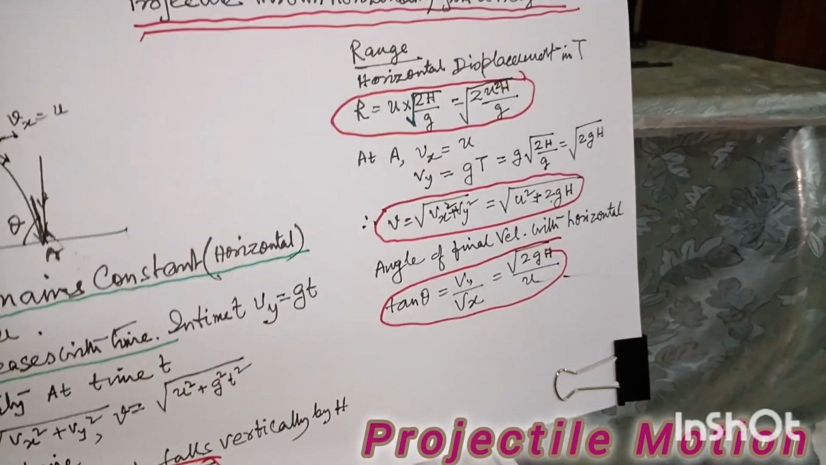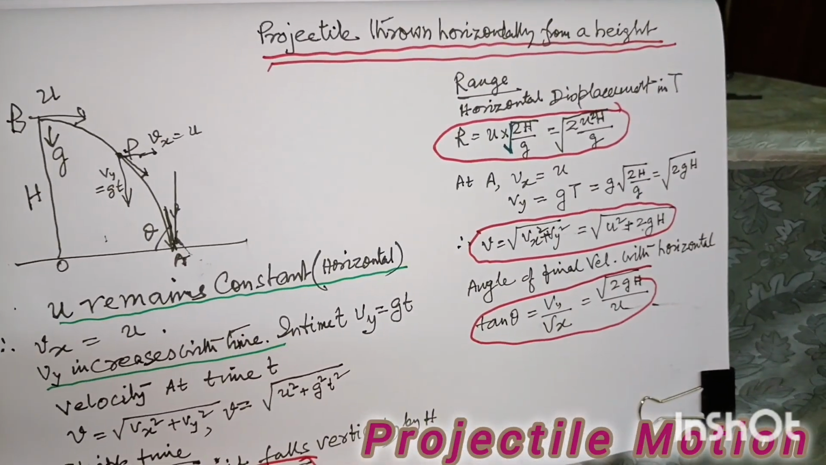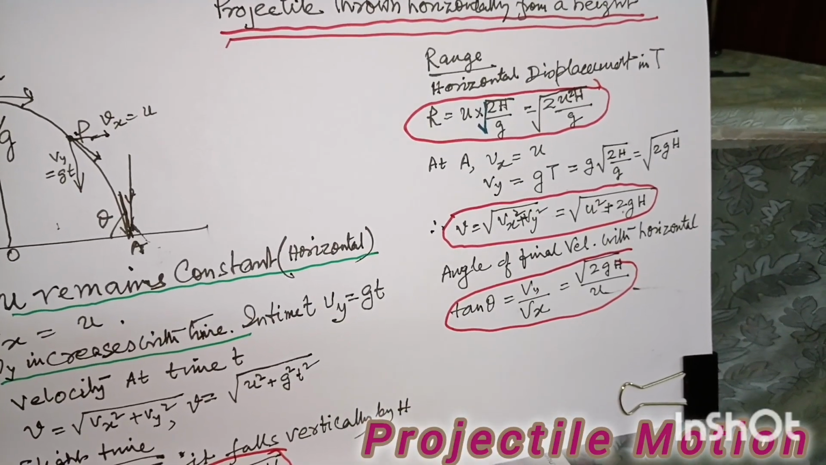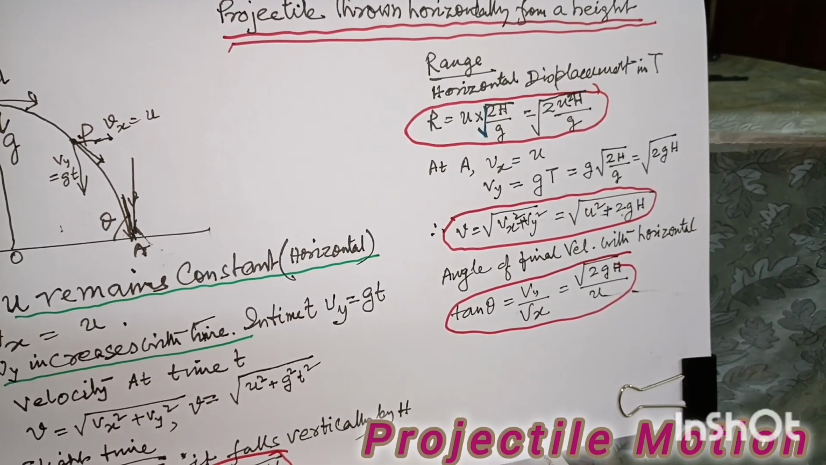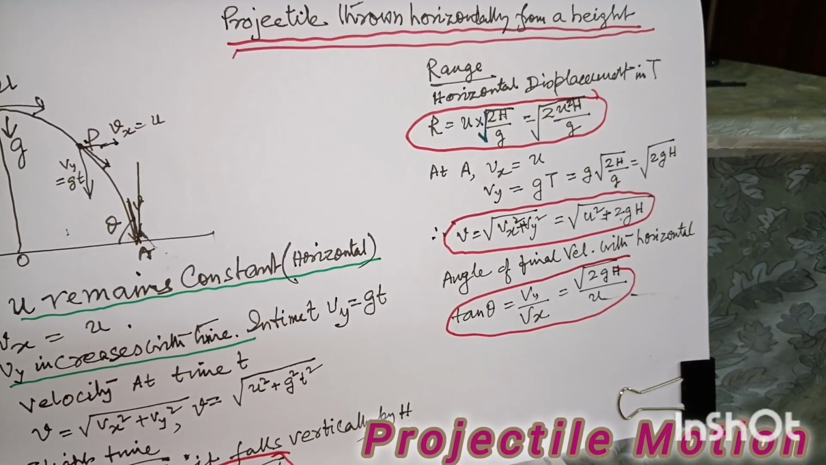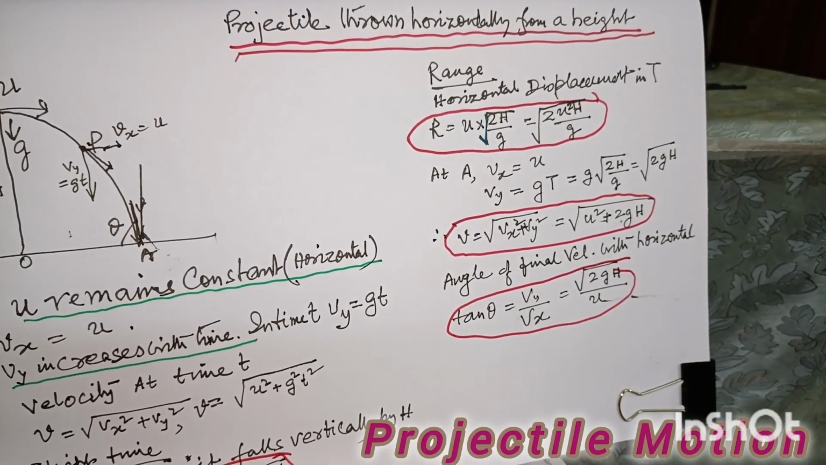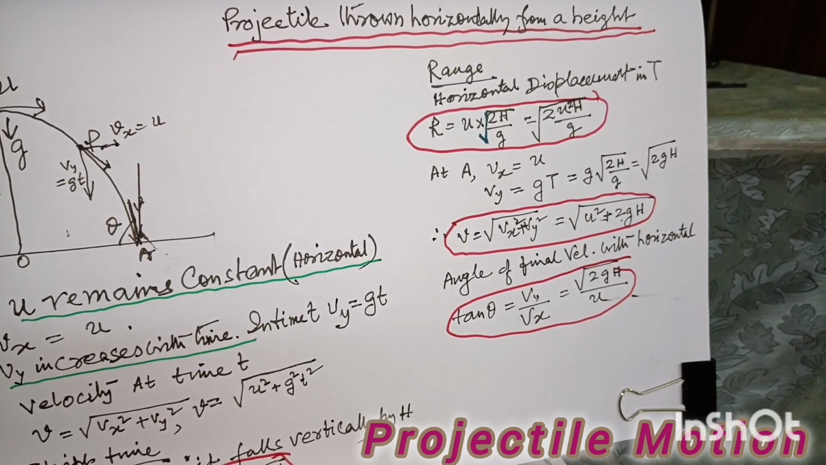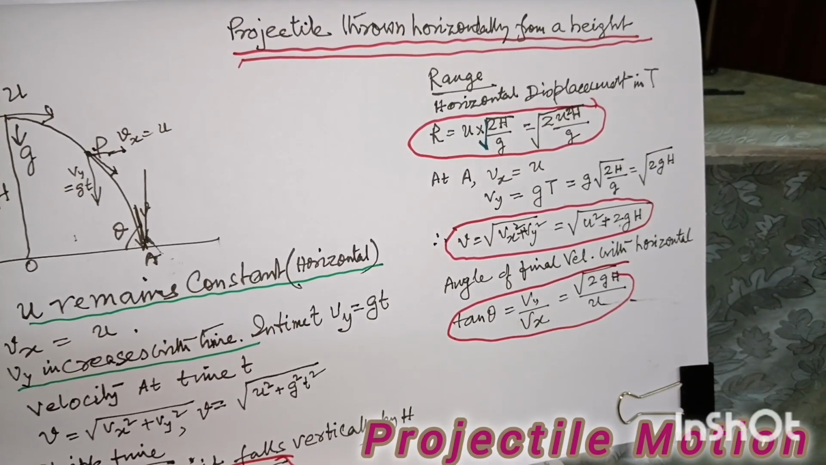Now if we have to find the range, what is range? Range is horizontal displacement, and in what time? In time T. That means the horizontal displacement in time T will be by velocity u, because it is a constant horizontal velocity. So it will be u into that time, that means u into root over 2h by g. If I take everything inside the root, it becomes root over 2u square h by g. So that becomes the range.